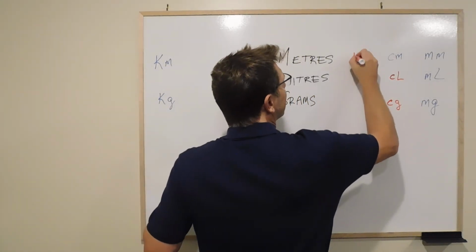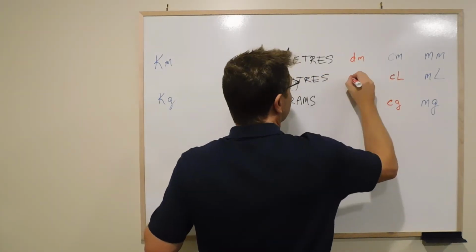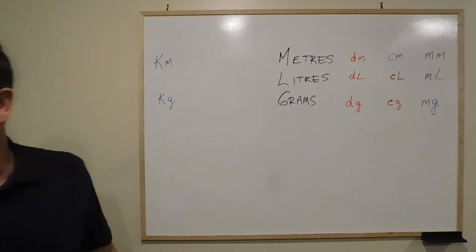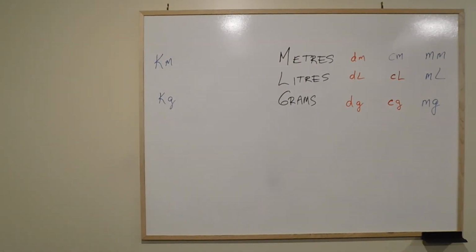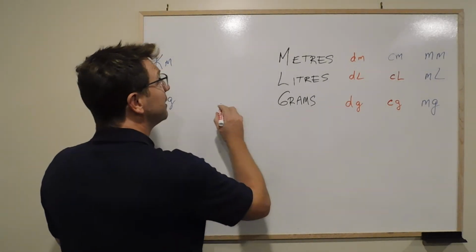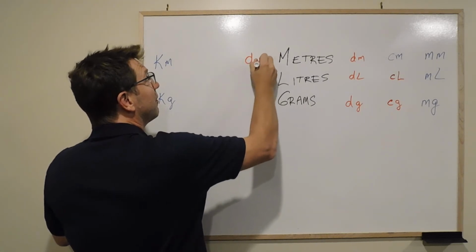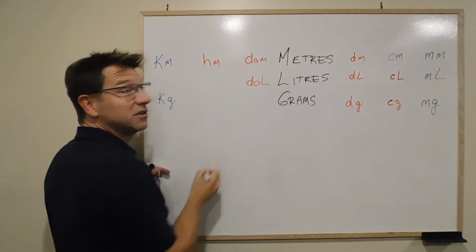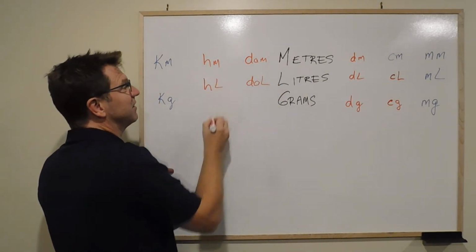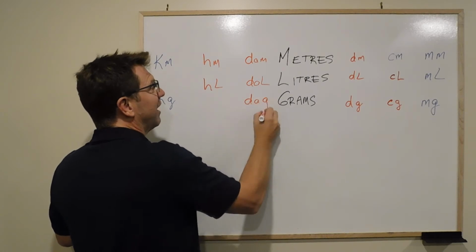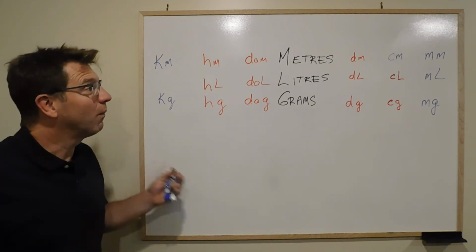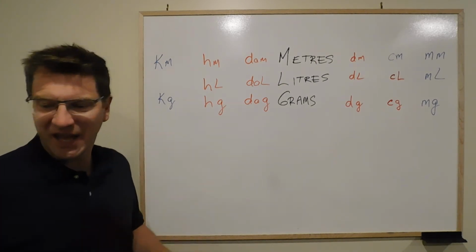In red, you will see things like centiliters and centigrams, and decimeters, deciliters, and decigrams. These ones are not familiar. They're on the next slide, but they're not going to be familiar to you. Here you'll see decameters and hectometers, decaliters and hectoliters, and decagrams and hectograms. They're always factors of 10.